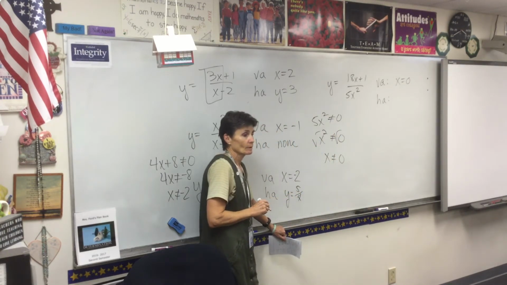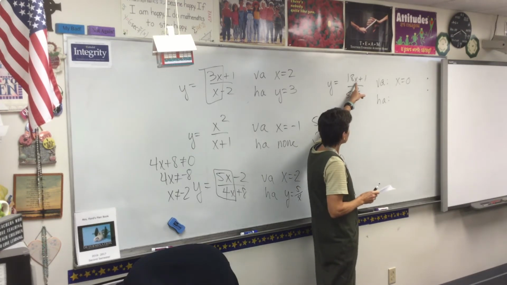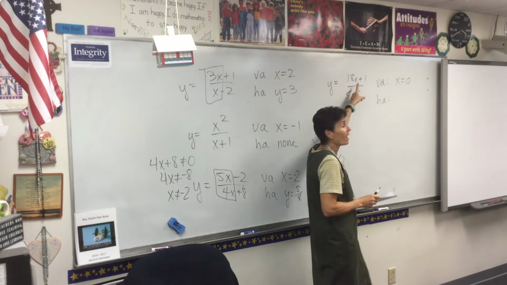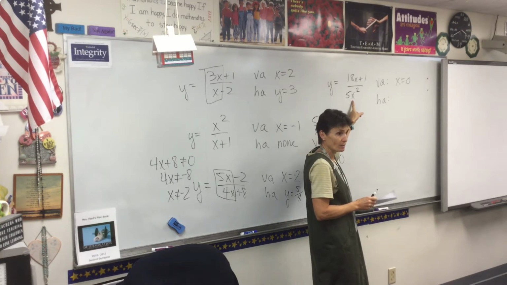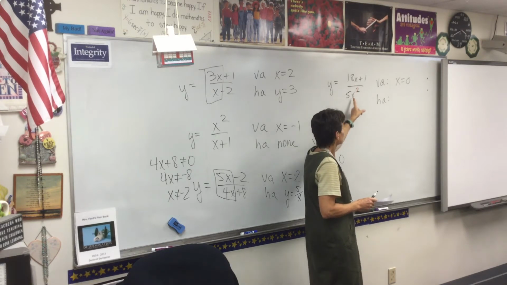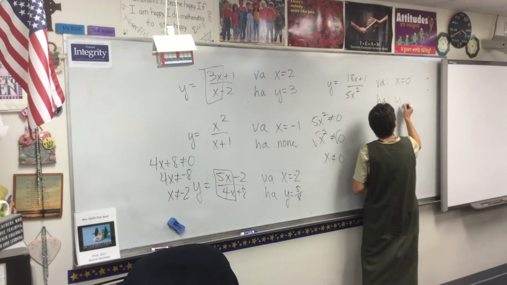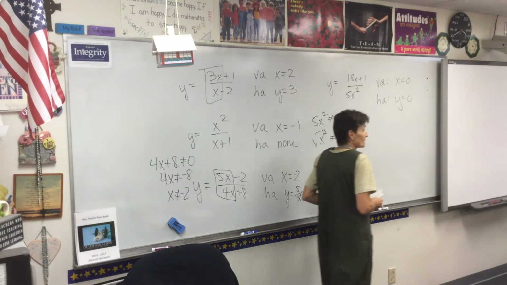Same with the horizontal. I have a problem because I have x to the first on the top, but I have x squared on the bottom. I'm looking at the powers, not the coefficients. The biggest power is on the bottom, so therefore your horizontal asymptote is at 0.